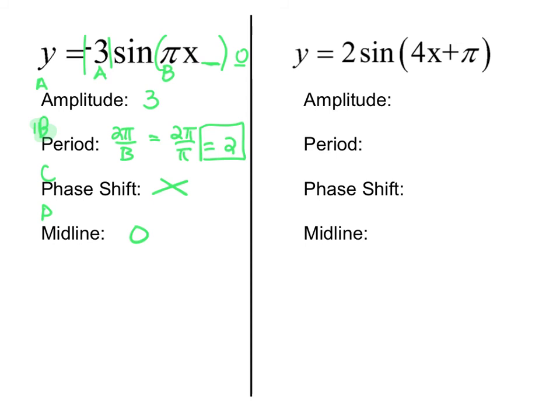Now you're probably saying, wait, that doesn't make sense. I thought that had to have a pi in it. It usually does, but there's some exceptions, and this is one of them. Okay, let's take a look at the next one.